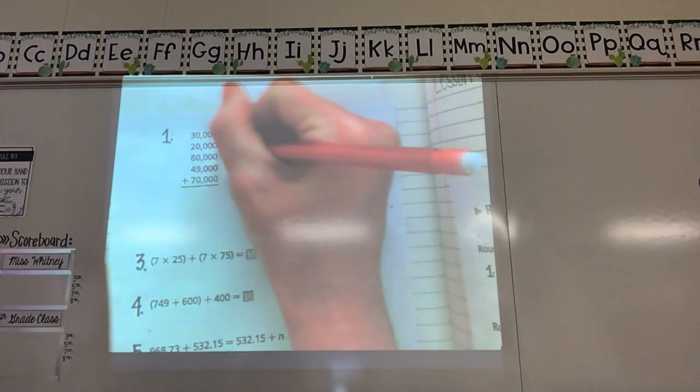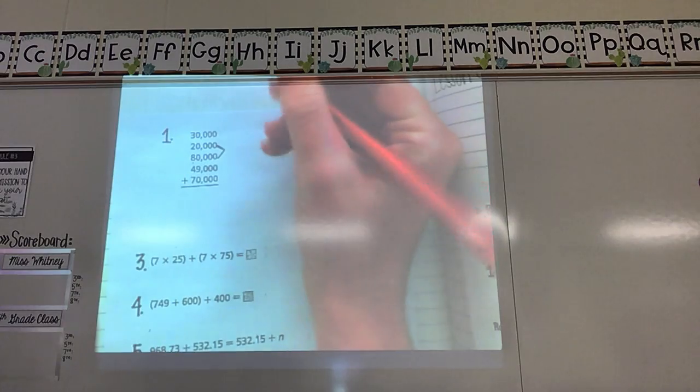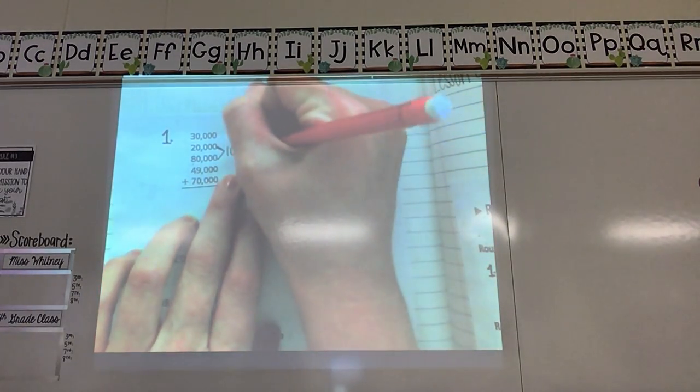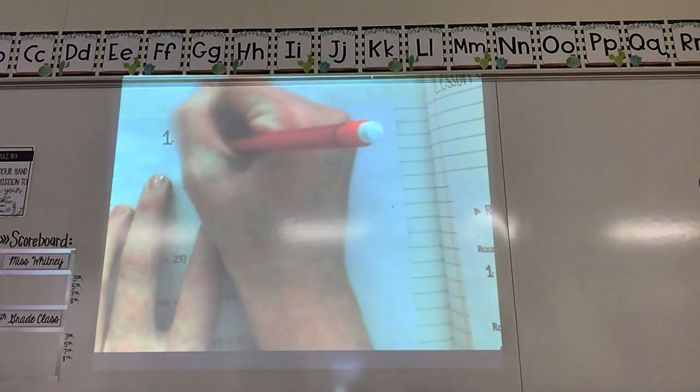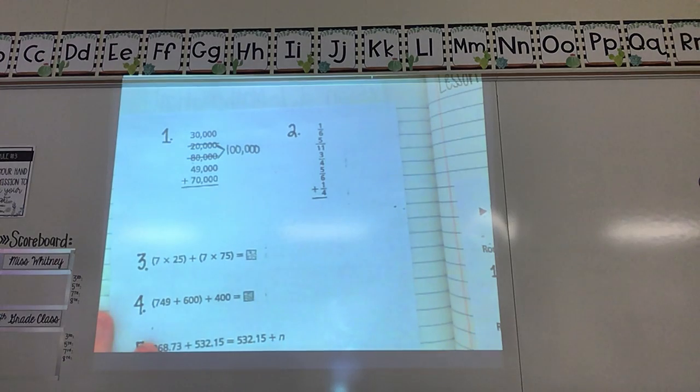Like right here, I see 20 and 80. Well, 20 and 80 would be an easy group because I know 20 and 80 would be 100,000. So that's an easy group for me. And I'm going to go ahead and cross those out because I've combined those to make 100,000. Is there another easy group that you see there?